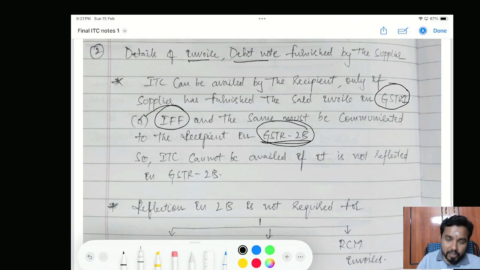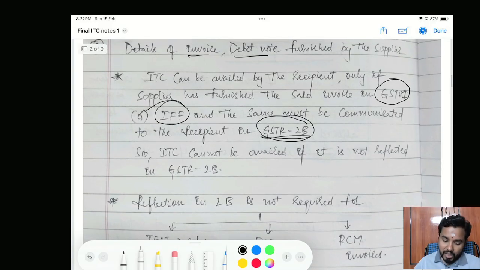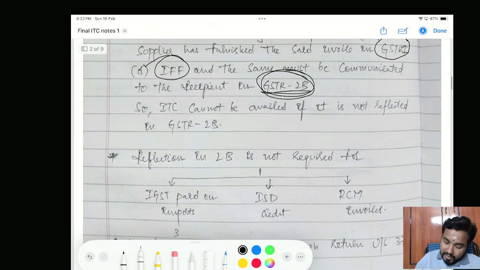Now the IFF concept, invoice furnishing facility, is also there. IFF concept is applicable in case of the QRMP scheme. Already we have discussed it in detail in the regular class. So whenever I am doing the payment of taxes chapter revision, once again I will discuss this aspect in detail. Now simply speaking, the other condition was the details of invoice or debit note furnished by the supplier should have got reflected in GSTR 2B. That is another condition to avail ITC. So ITC cannot be availed if it is not reflected in GSTR 2B.